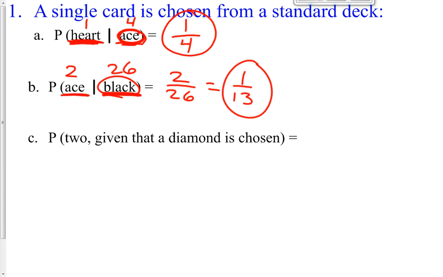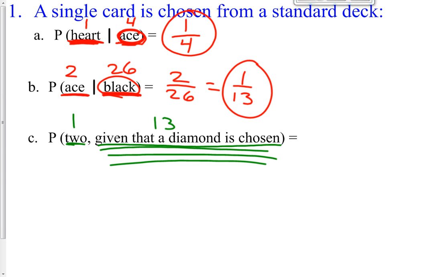Now letter C, what's the probability that you draw a 2, given the fact that a diamond is chosen? So you do this part first. Given that a diamond is chosen, you're choosing out of 13 cards because there's 13 diamonds. Now what's the probability of getting a 2 out of those 13 cards? Well, there is only 1 two of diamonds. There are 4 twos in the deck, but once again, you're only choosing out of this group of 13 cards. So we have a probability of 1/13 once again. There's our answer for letter C.